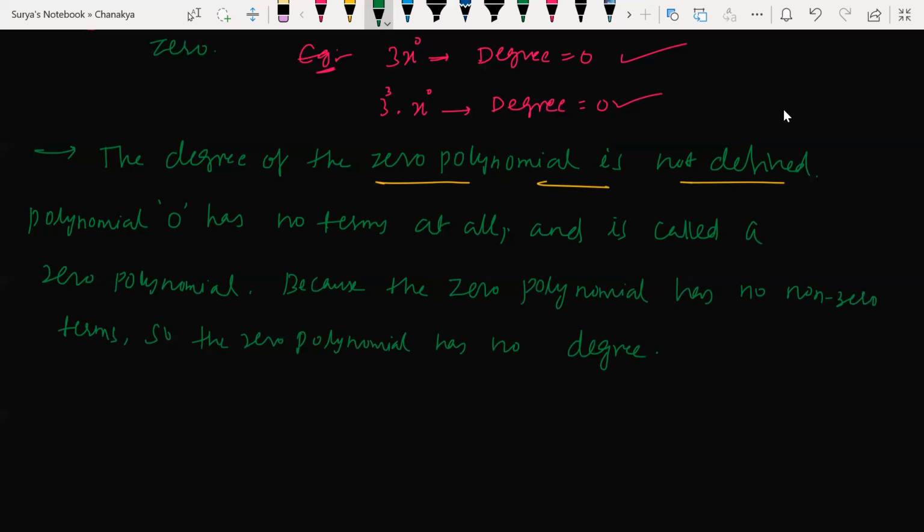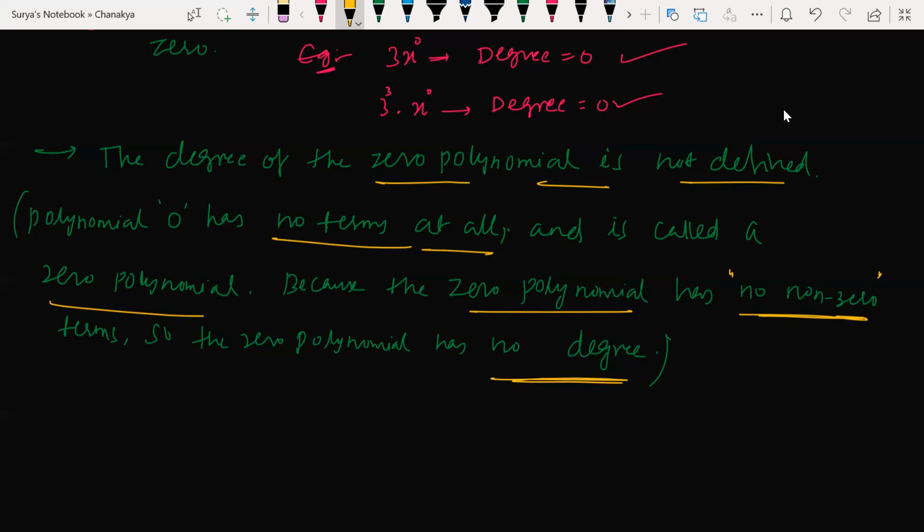Understood my point, guys? You can write like this. The degree of the zero polynomial is not defined. Zero polynomial is nothing but having all terms zero, beta. It has no terms at all, and it is called a zero polynomial because it has no non-zero terms. So the zero polynomial has no degree. This is a proof, I mean, a detailed explanation of that.